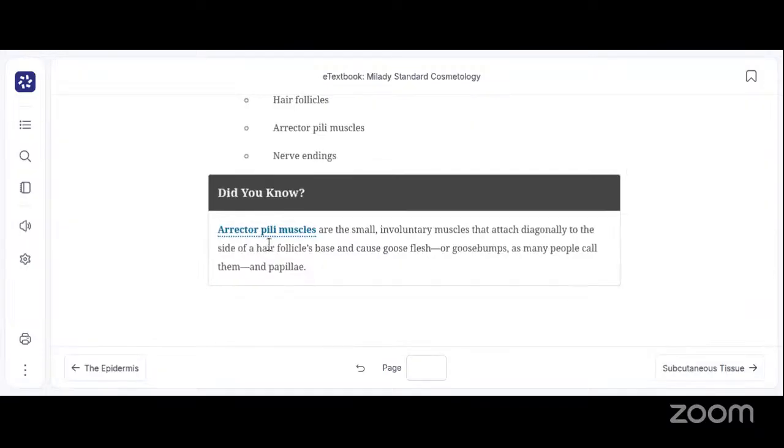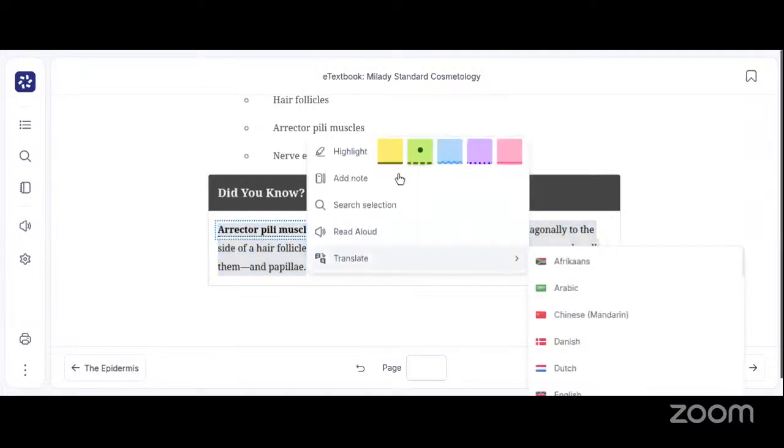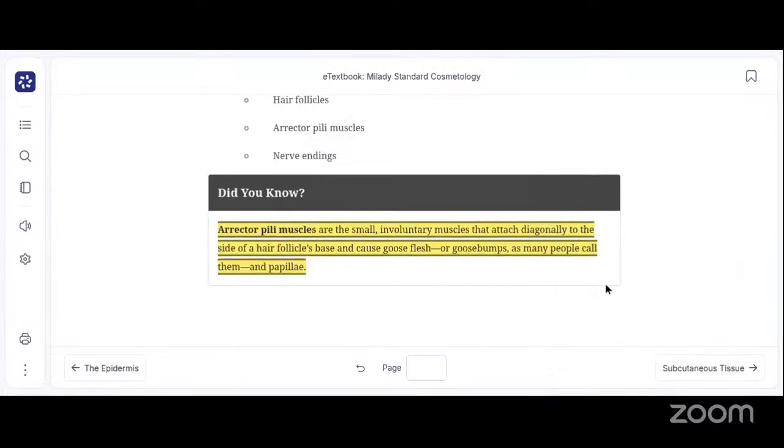And what are erectile pillar muscles? I'm going to put this in yellow. Erectile pillar muscles are small involuntary muscles that attach diagonally to the side of the hair follicle. You can have a hair follicle, and if you stretch your arm out, that will become your erectile pillar muscle. Every hair strand you see has an erectile pillar muscle attached to it.